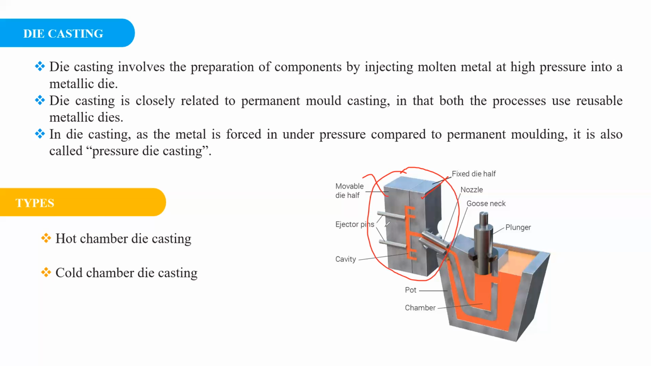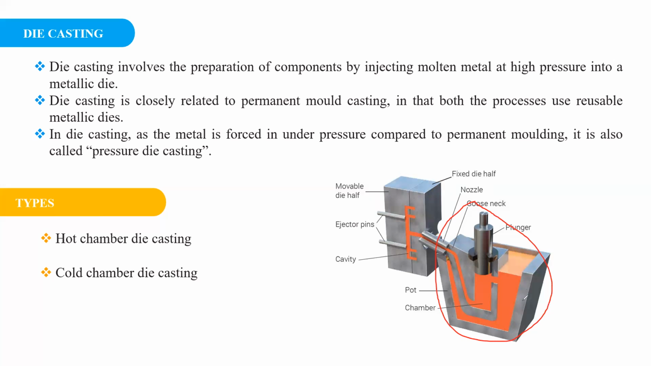When the molten metal is injected into the die cavity, the air that is inside the mold cavity has to come out. That's why the vent hole is also provided here. And we have a nozzle here. Through the nozzle, the molten metal is pressurized and forced into the die cavity. Here we have a pot, a chamber, and a plunger. This setup is called the furnace.